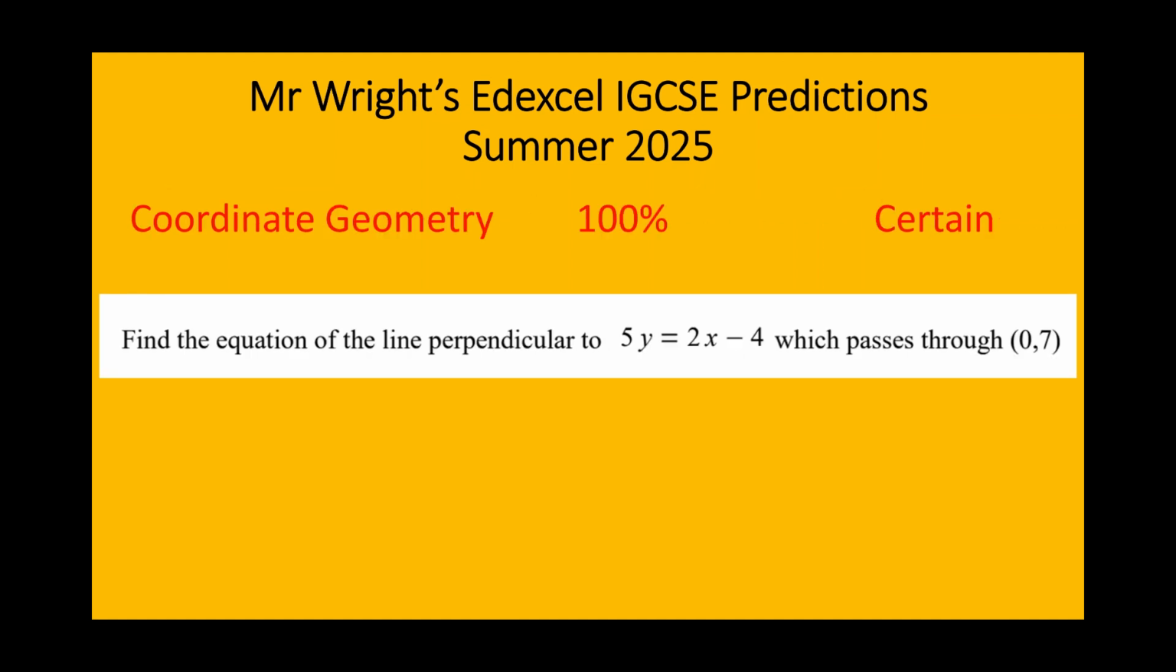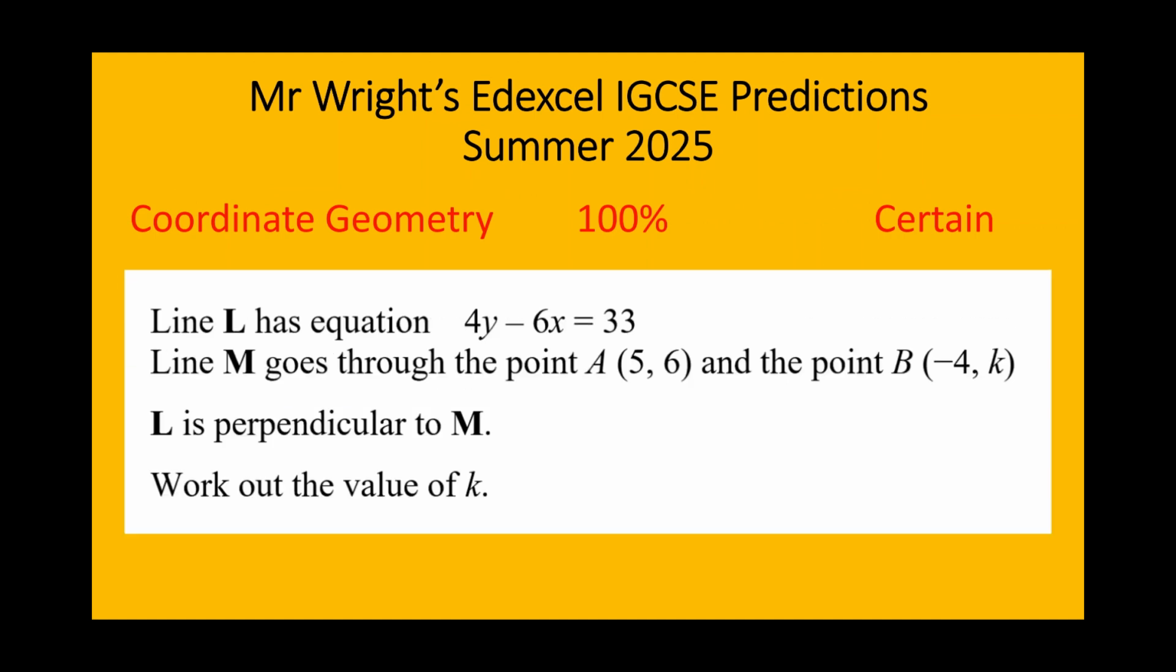Coordinate geometry. Coordinate geometry comes up on average once on every paper, so I'm calling this certain. Here's an example of a relatively straightforward coordinate geometry question, finding the equation of a line perpendicular to that one. Remember, to find the equation of a line, you need to know the gradient of the line and a point on the line. If you're unsure, there's lots on the YouTube channel to help you.